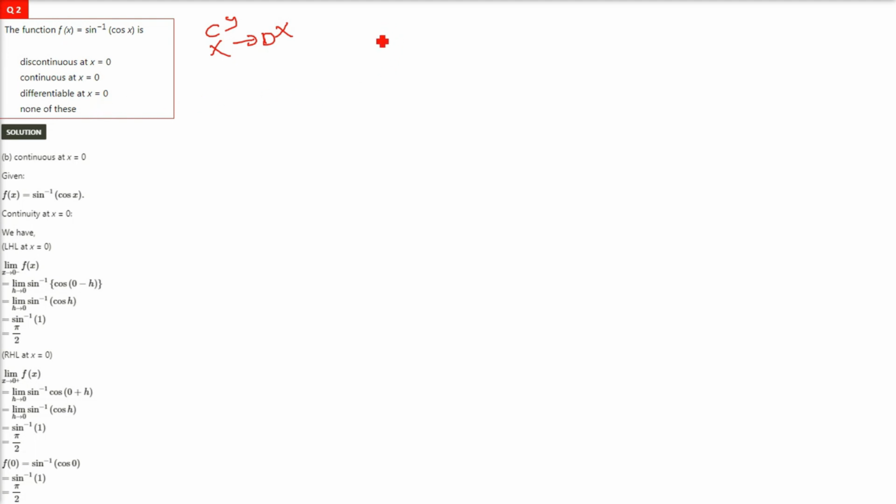Alright. So we have this function f(x) equals sine inverse cos x. You have to check at x equals 0. This is given already in the question. So in here x equals 0 you have to put. Left hand limit and right hand limit we are going to compute. So we have to put x as 0 minus h in the left hand limit, and x as 0 plus h in the right hand limit.